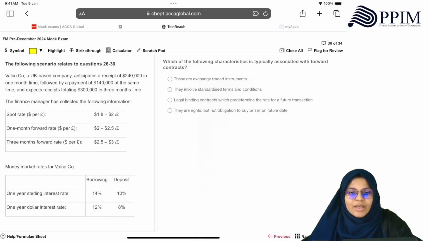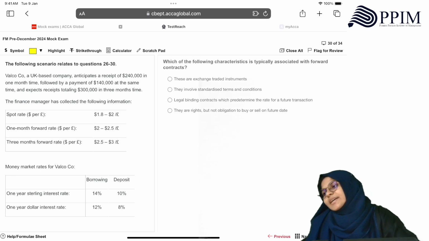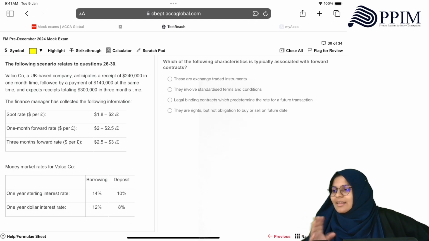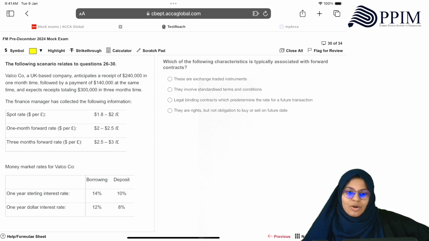Both are correct, right? Which of the following characteristics is typically associated with the forward contract? They're saying they're exchange traded. Forwards can't be traded on an exchange. Futures can be traded. Forward is something where you go to the bank, you fix the rate, you can't sell that rate to somebody else. Okay, so that's wrong. They involve standardized terms and conditions. Again, that's not a forward, that's a future where you have standardized terms and conditions. So definitely not that. A forward is tailor-made. Okay, so you can make it according to how you want.